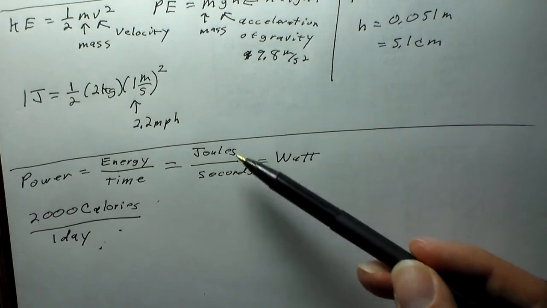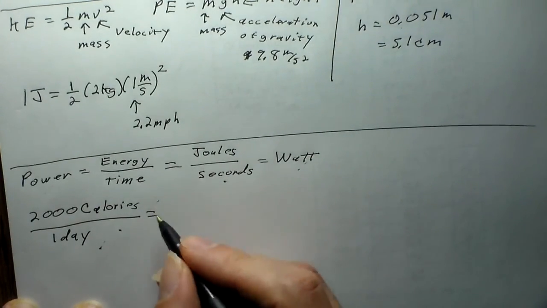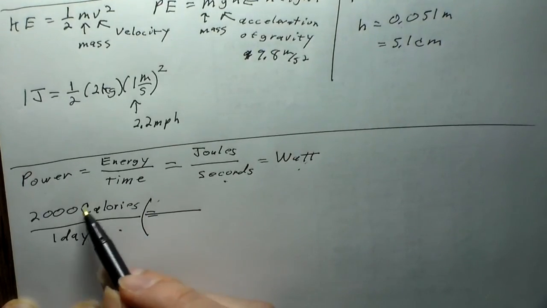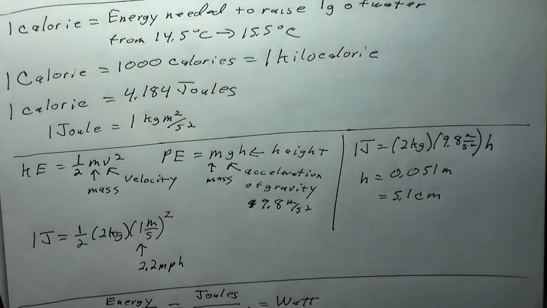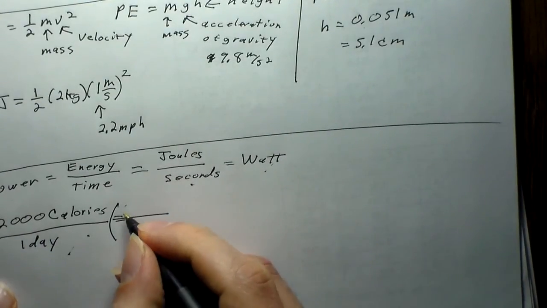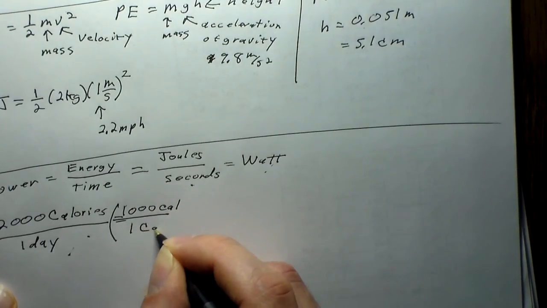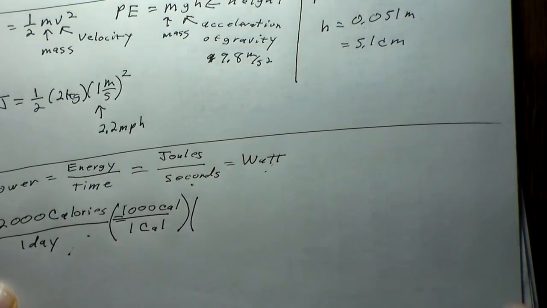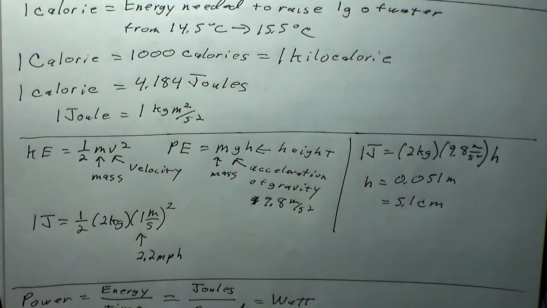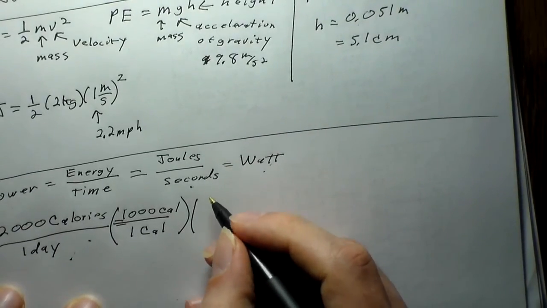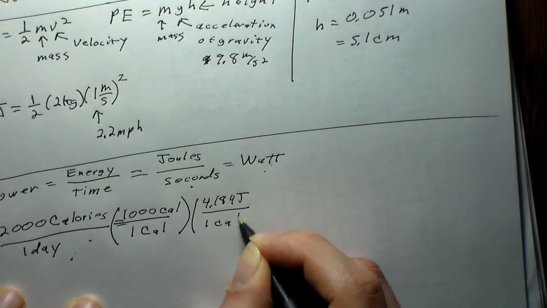So what we want to do is convert this into joules per second so we can figure out how many watts an average person runs on. So first of all, we need to convert this into my calories from up here. So remember, 1,000 little calories is 1 big calorie. So this is going to be 1,000 little calories is equal to 1 capital calorie. And then we have the other conversion up here, that 1 calorie is 4.184 joules. So that's going to be 4.184 joules per 1 little calorie.